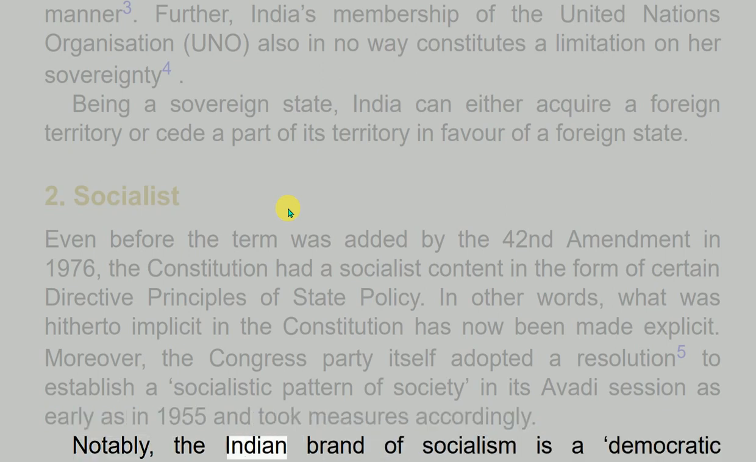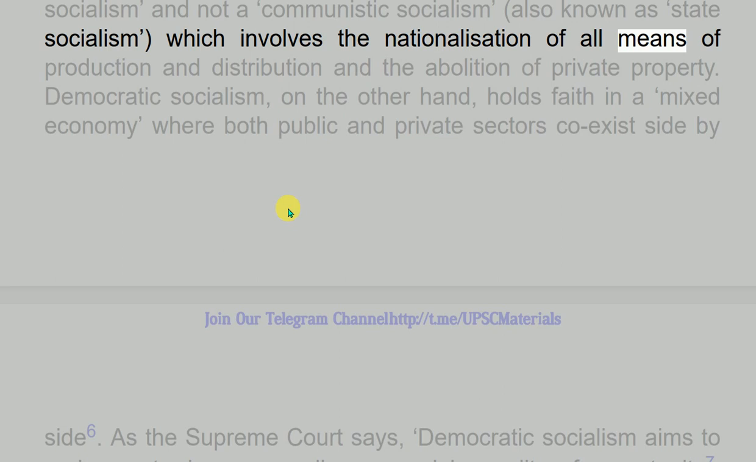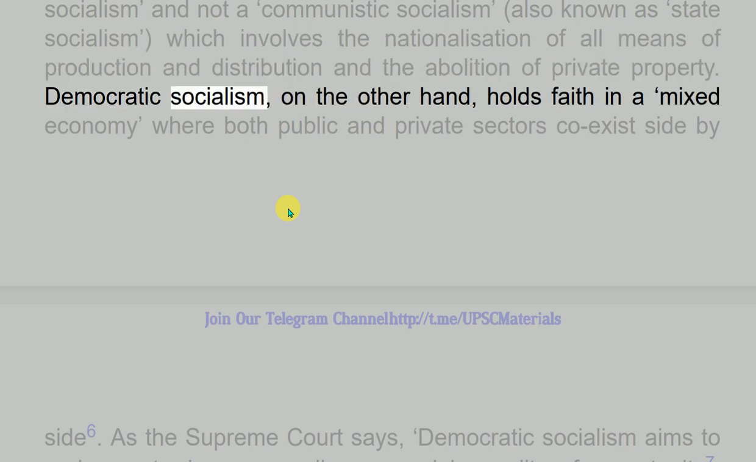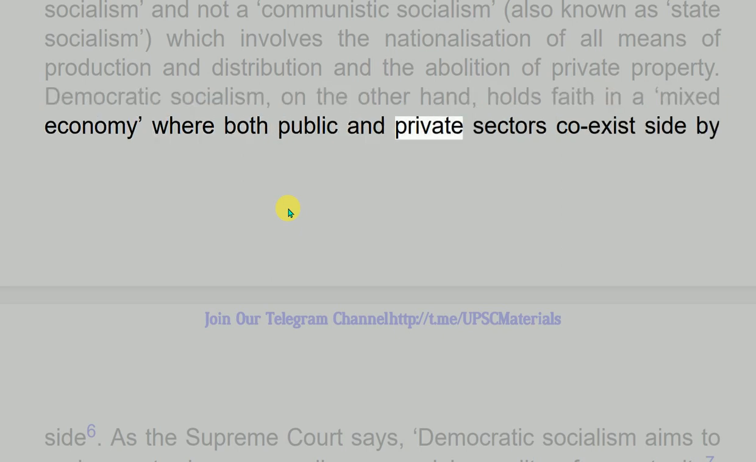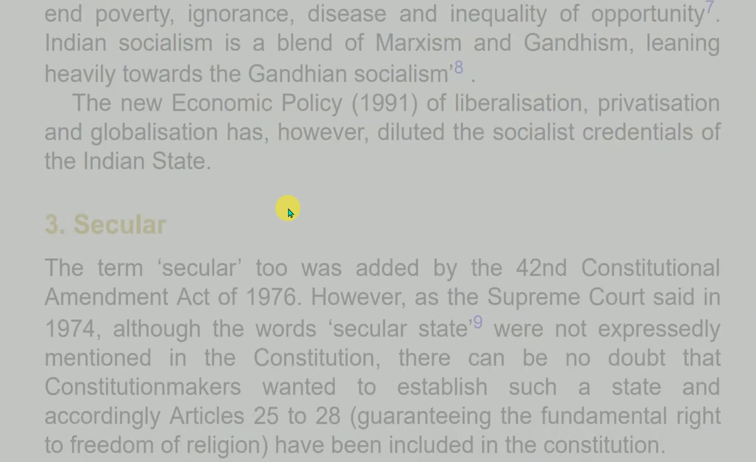Notably, the Indian brand of socialism is a democratic socialism and not a communistic socialism, also known as state socialism, which involves the nationalization of all production and distribution and the abolition of private property. Democratic socialism, on the other hand, holds faith in a mixed economy, where both public and private sectors coexist side by side. As the Supreme Court says, democratic socialism aims to end poverty, ignorance, disease and inequality of opportunity.